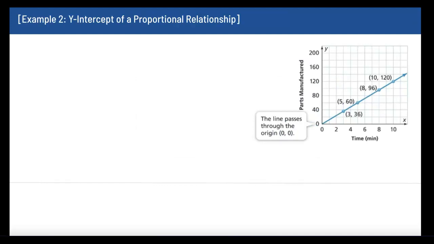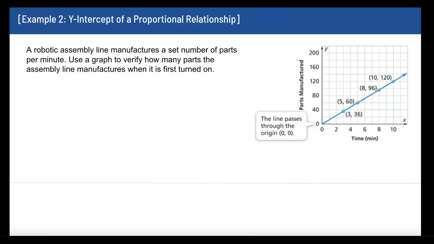Our second example, we will be looking at this graph. This graph is showing a robotic assembly line that is manufacturing a set number of parts per minute. We'll use the graph to verify how many parts the assembly line manufactures when it is first turned on.